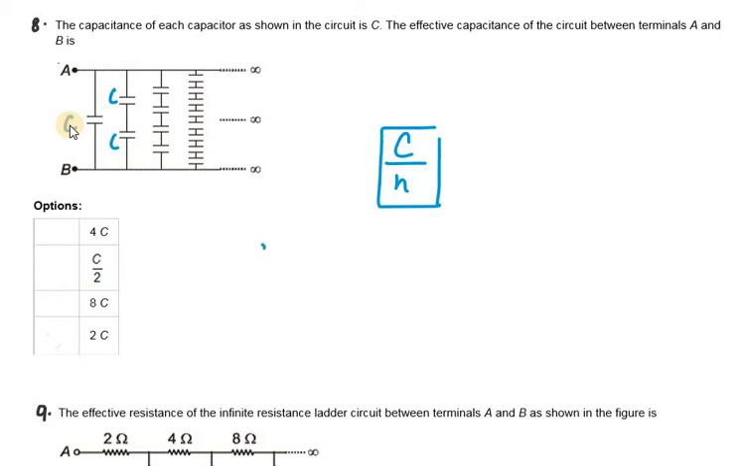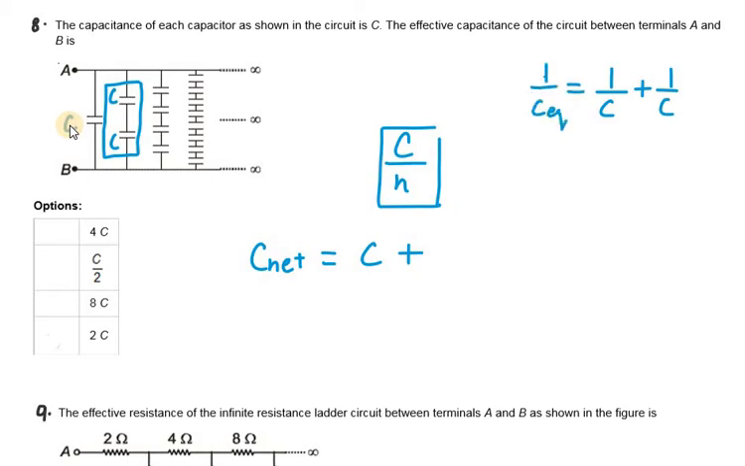Now in this case the C net will be C plus, when we solve this, what we will get is 1 over C plus 1 over C equals 1 over C equivalent, for the second one I am doing for this one. So it will be 2 over C, and if I take reciprocal of this, we will get C over 2, and if we have 4, then it will be C over 4, and if we go on, it will be C over 8 and go on.